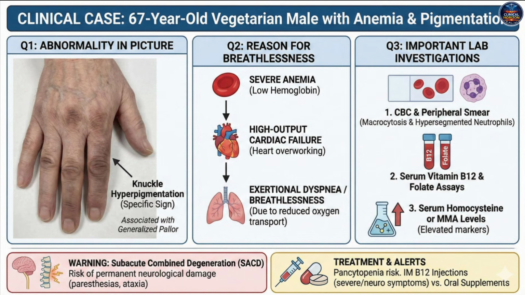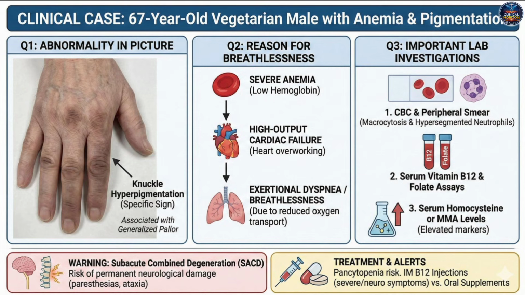Now the third question asks, name 3 important laboratory investigations to diagnose the condition. You need to confirm the type of anemia and the cause. The answer to write, complete blood count or CBC with peripheral blood smear to look for macrocytosis and hypersegmented neutrophils. That is the hallmark of megaloblastic anemia.